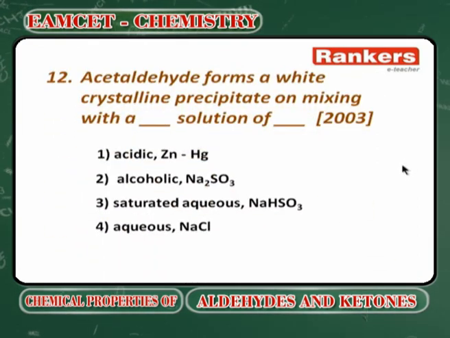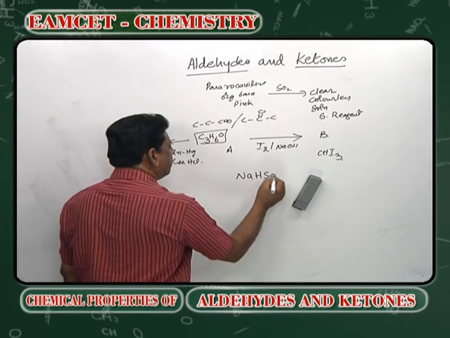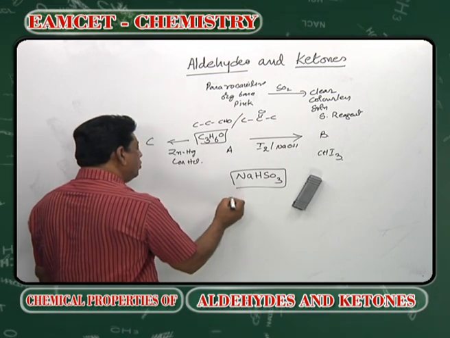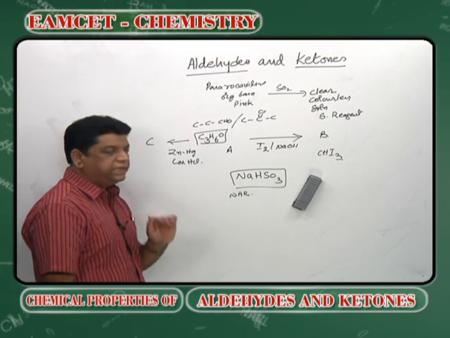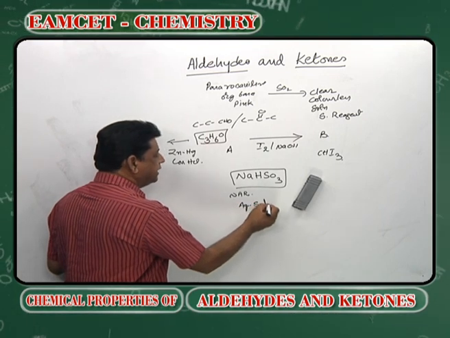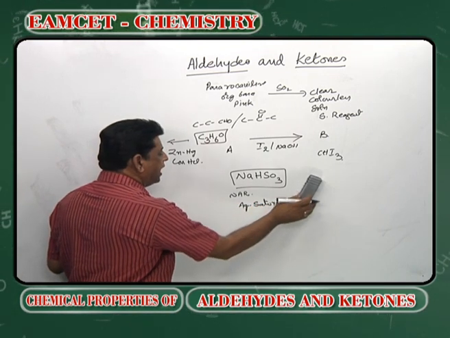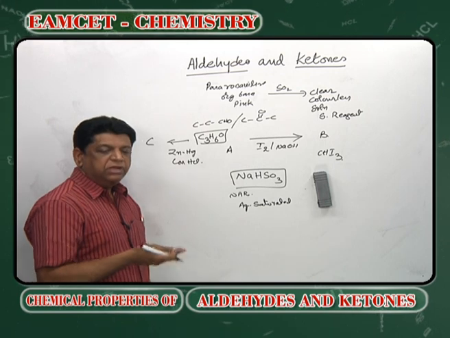Next. Acetaldehyde forms a white crystalline precipitate on mixing with a solution of the... This is a reaction of sodium. White crystalline product is from the sodium bisulfite, NaHSO3. So this undergoes a nucleophilic addition reaction with the aldehydes and the ketones. Both aldehydes and ketones undergo this reaction. The solution should be aqueous, that is water dissolved, but it is saturated. Why it is saturated means, if more water is there, the product formed, that is the derivative formed, will dissolve in that water.